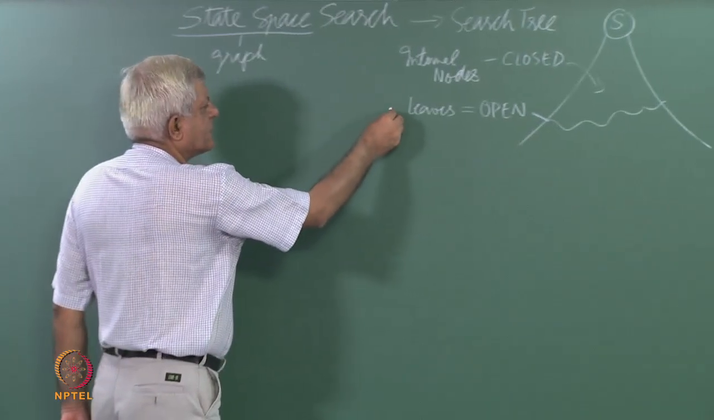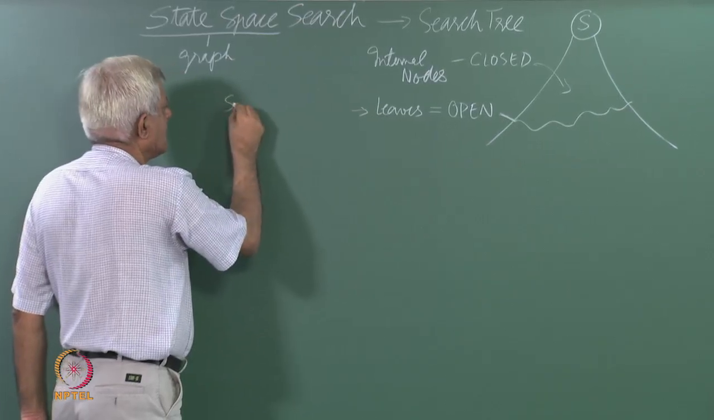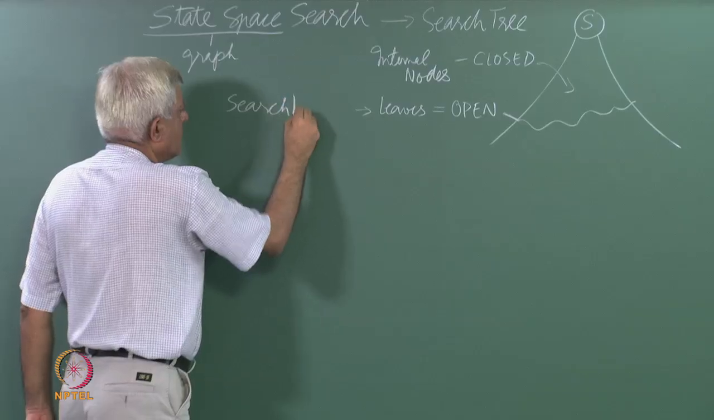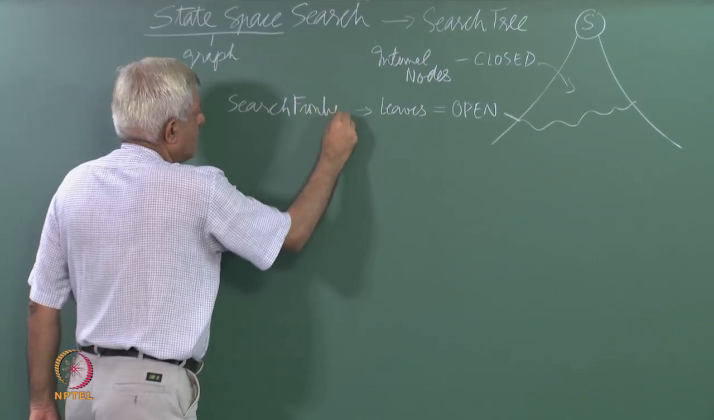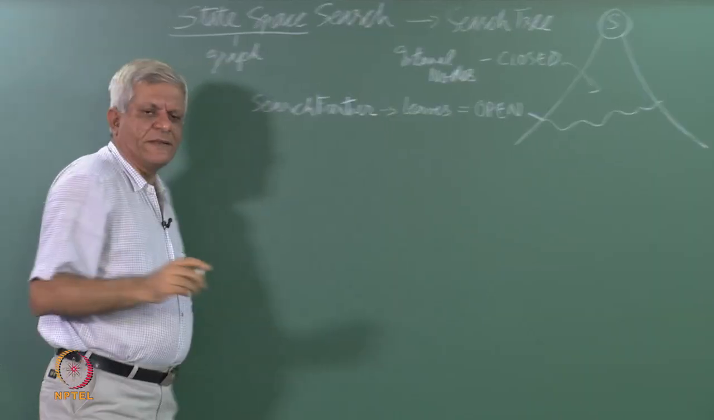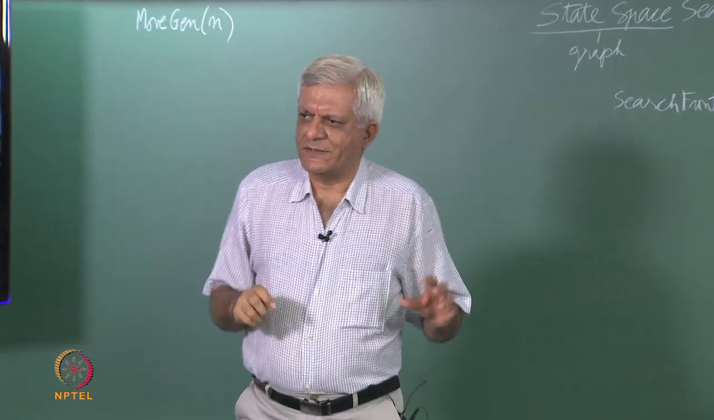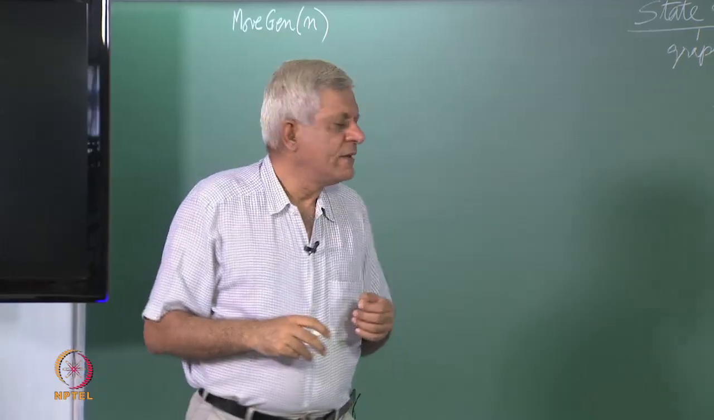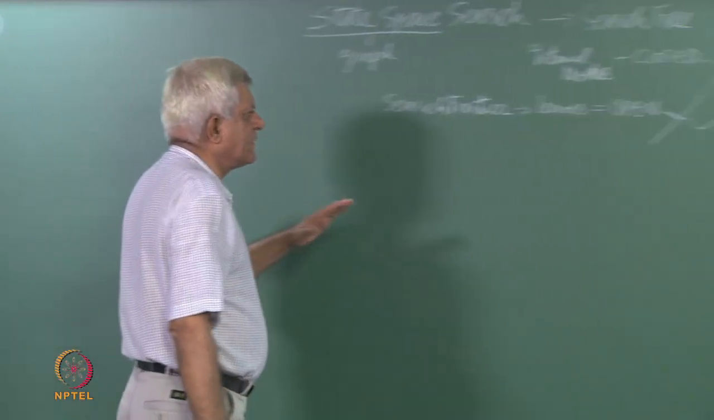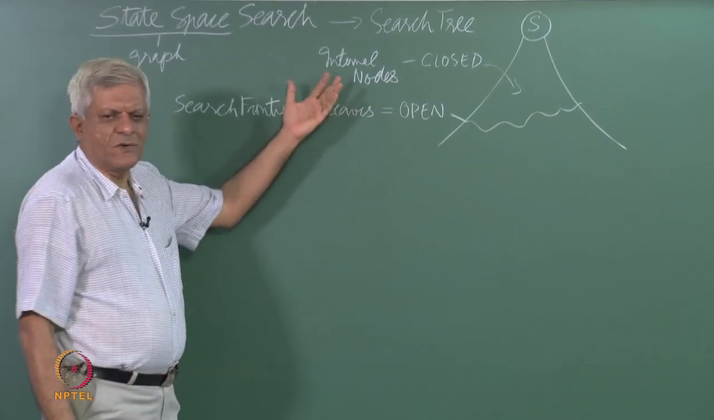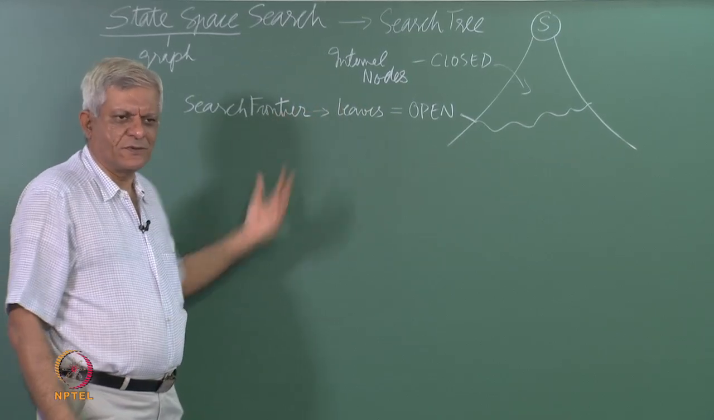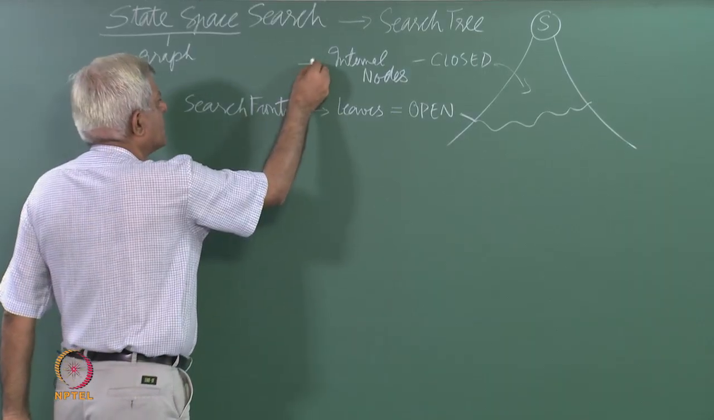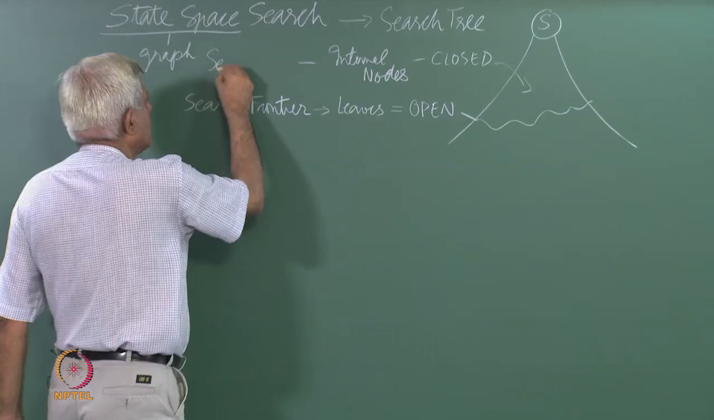The open list, or set of leaves, is the search frontier. That is the set of candidate nodes that you have generated, but you have not inspected. So, we can think of that as the search frontier, and the set of internal nodes is the memory of past nodes visited. So, I will just call it seen nodes.